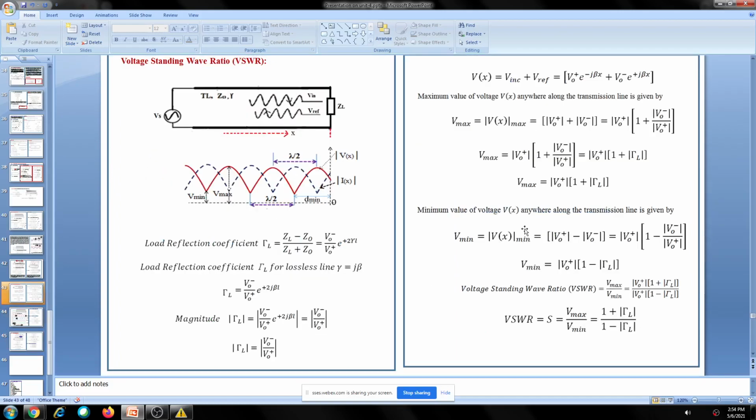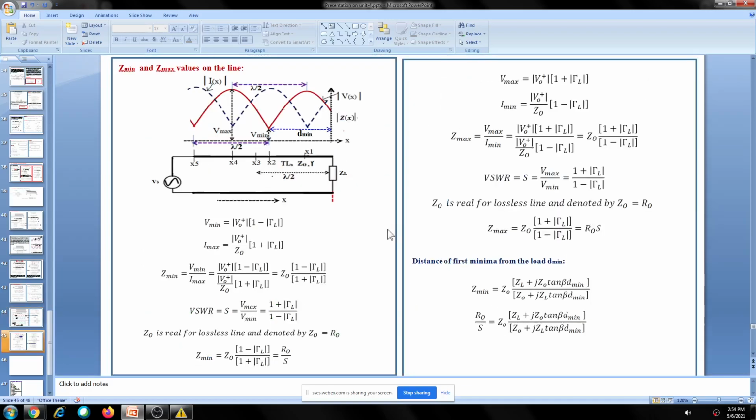We see here, I have already showed, V minimum is given by this equation, and finally simplifies to this. You take V minimum at the voltage minima, impedance is minimum. Okay, so V minimum is this, and at the voltage minimum position, current is maximum. See, current is maximum at the voltage minimum position. Okay, so this is the equation.